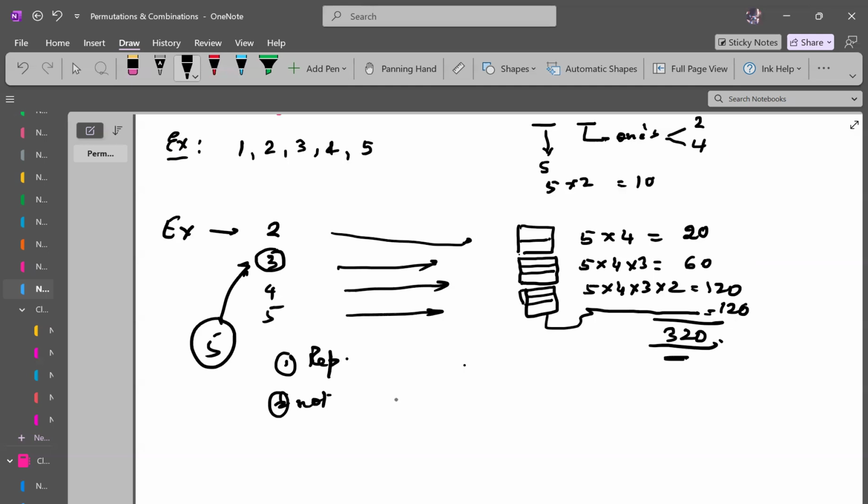सर पहले का आंसर 125 है, that is the one which you can repeat, and second वाला you cannot repeat is 60. Second one is 60. Very good.